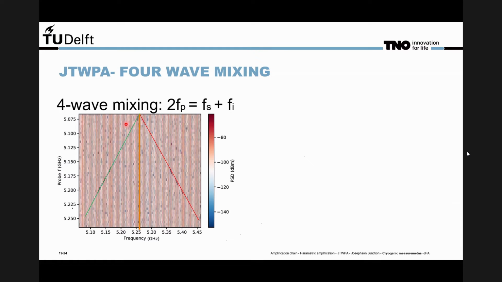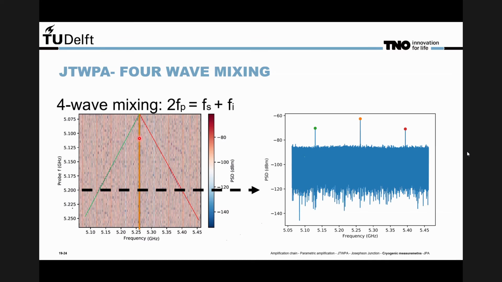If we take a line cut, we can clearly see the three signals. The pump frequency is in the middle, indicated with the orange dot. The probe frequency is the green dot, and the idler is the red dot. The fact that we see this idler and that it moves symmetrically with the probe around the pump is a clear demonstration of four-wave mixing, which is an indication that we have parametric amplification.